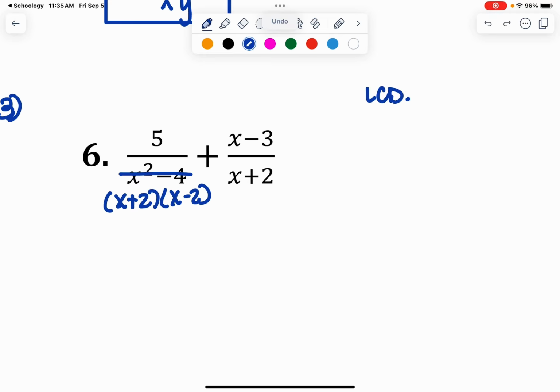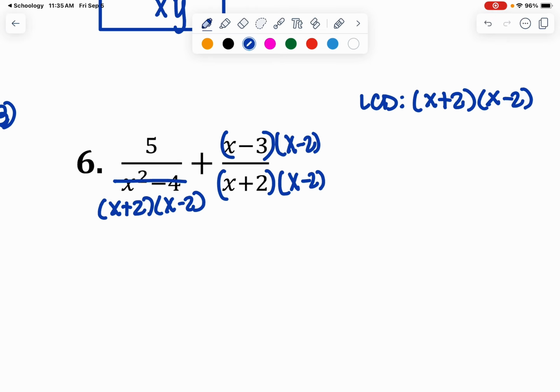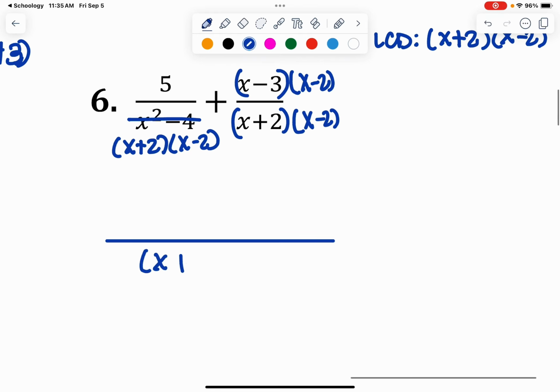Okay, so I need an x plus 2, right, to cover my x plus 2 in each fraction, but I only need one of them because it's already there. But then I also need that x minus 2 to cover the x minus 2. And if you look, I can get both denominators to be x plus 2 times x minus 2. The first one already is. The second one is just missing the x minus 2 factor. So I'm going to multiply the second one by x minus 2 over x minus 2. The first one, already done. All right, so my new denominator, x plus 2 times x minus 2.